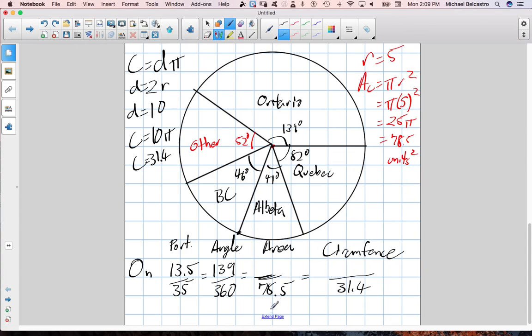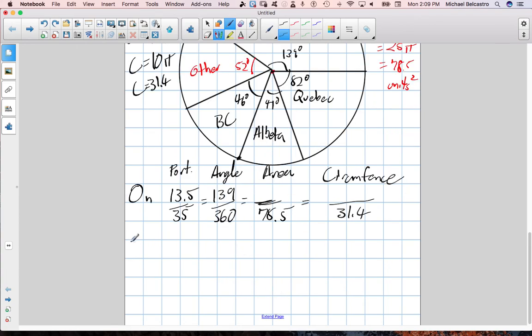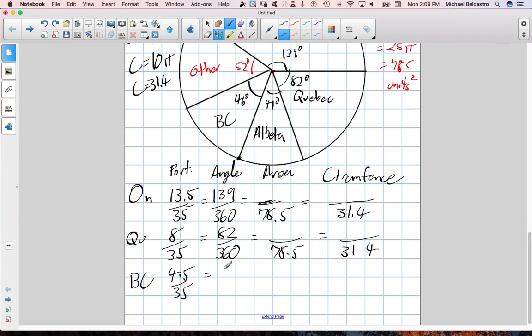Great. So now we can actually calculate all of the rest of these. Quebec was 8 out of 35, had a sector angle of 82 out of 360. Its area is going to be out of 78.5, and its circumference is going to be out of 31.4. BC, same concept, was 4.5 out of 35, had a sector angle of 46 over 360. Area will be out of 78.5, and circumference will be out of 31.4.